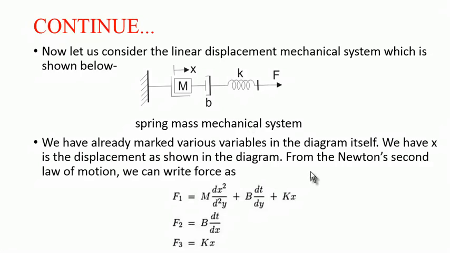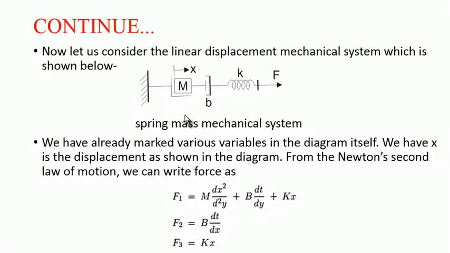Now we have to apply Newton's second law of motion. We can write the force F1 is equal to m into acceleration. The acceleration is nothing but meter per second square, indicated by d²x/dt². That is, f is equal to ma, where a is the acceleration d²x/dt², plus b dx/dt. This is the damper.